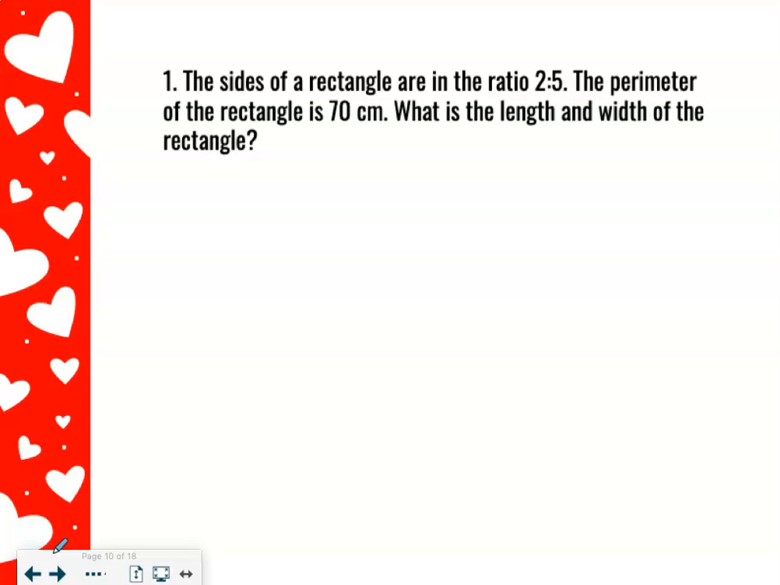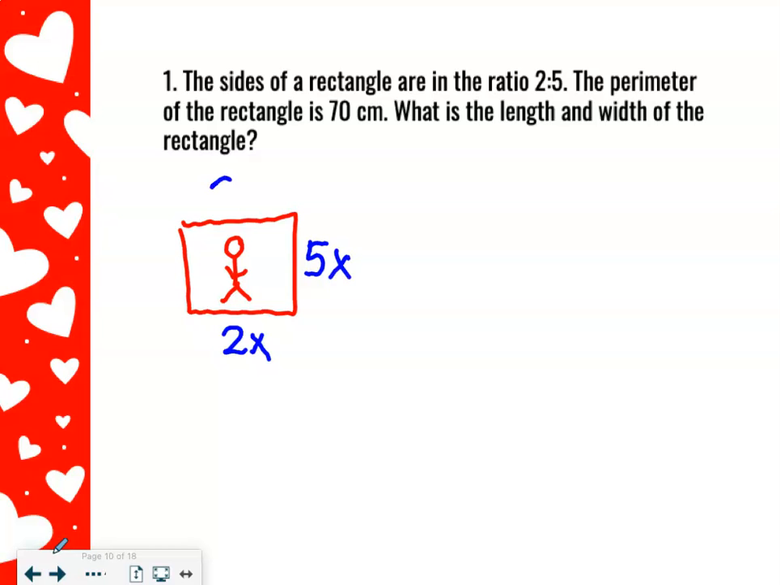It says, number 1, the sides of a rectangle are in the ratio 2 to 5. The perimeter of the rectangle is 70 centimeters. What is the length and width of the rectangle? So remember, when we were given a problem like this, we drew the rectangle. And if you remember right, we put x here in the middle. You remember doing this? I hope so. We know the ratio of our sides is 2x and 5x. And then we got to keep labeling on top, 2x and 5x over here.